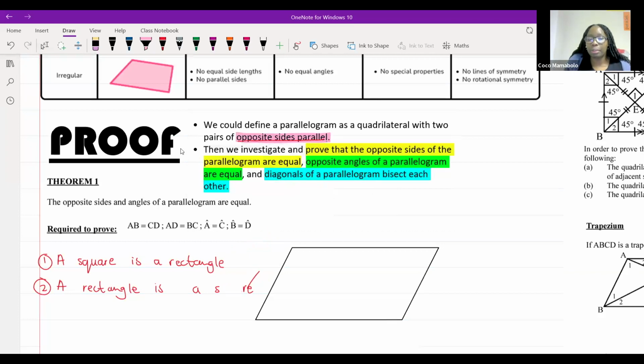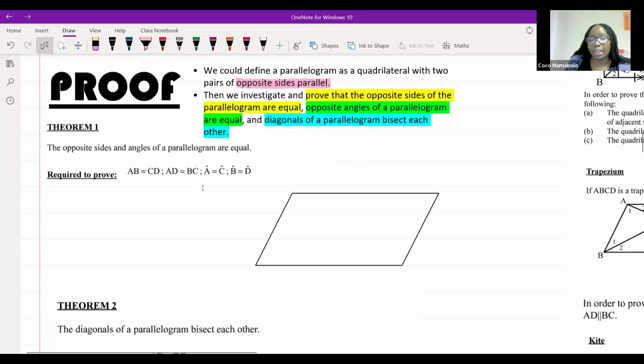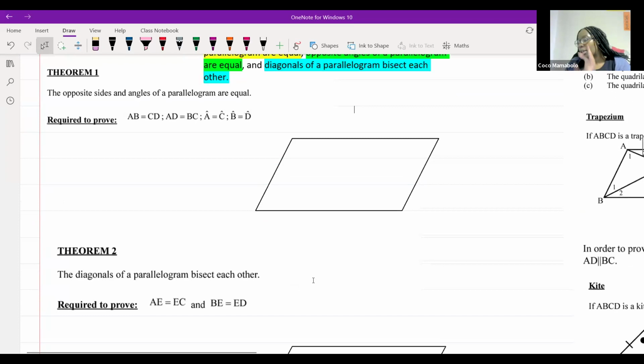Okay, so it's very important, guys, that we understand the difference between each of these. There are three things that the Department of Education wants you guys to be able to prove. Here is theorem 1, here is theorem 2, and here is theorem 3. We're going to deal with these in a little bit more detail. So I want you guys to follow along with me. I want you guys to write down theorem 1.